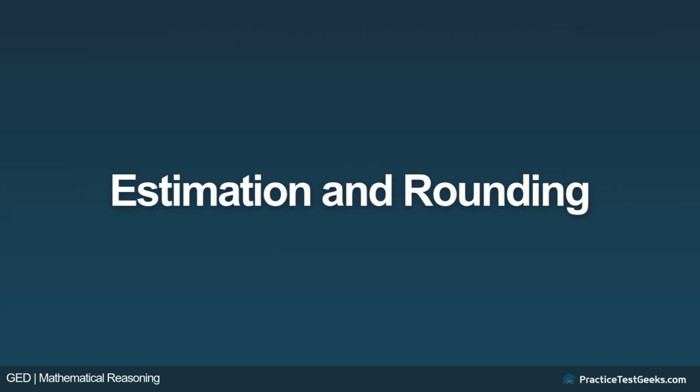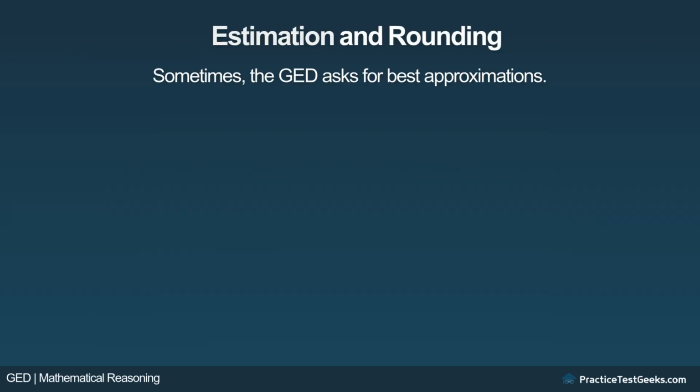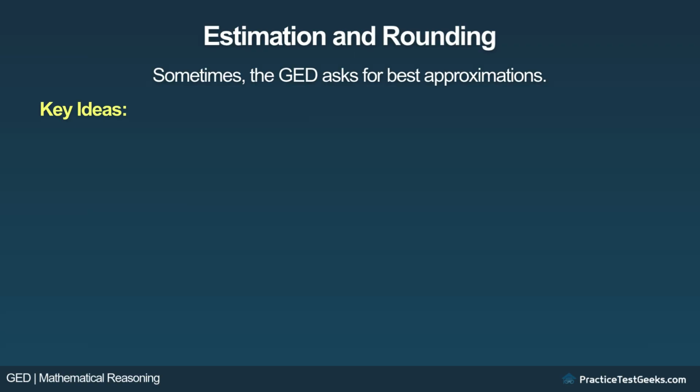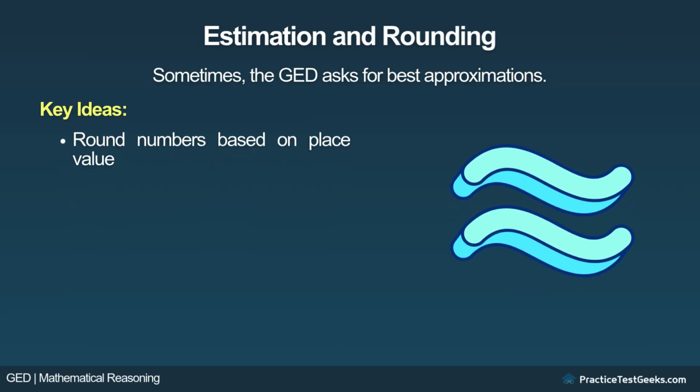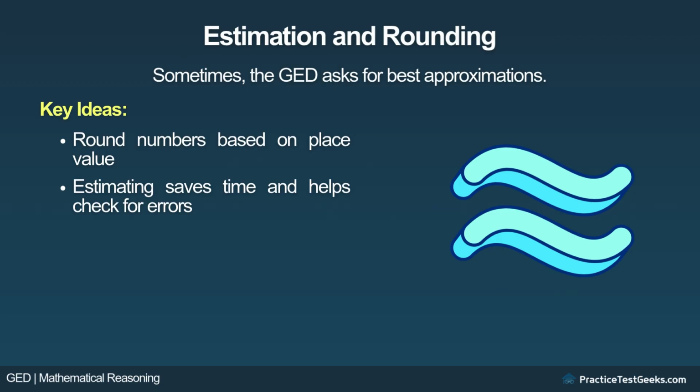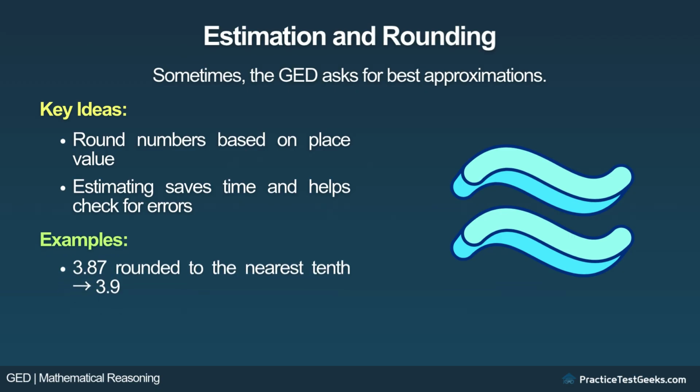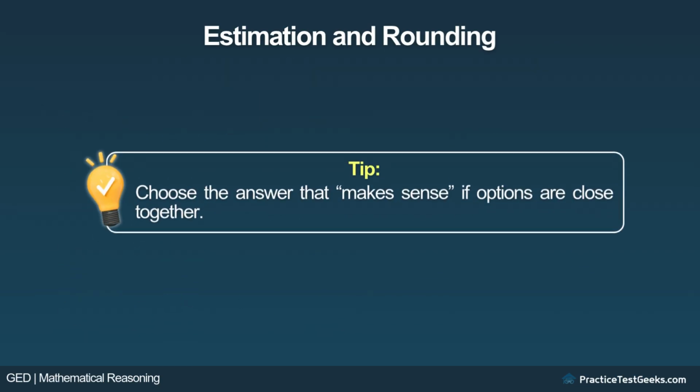Some GED questions ask for approximate answers. Estimation helps you solve faster and check your work. Key ideas: round numbers based on place value. Estimating saves time and helps check for errors. Examples: 3.87 rounded to the nearest tenth is 3.9. 49.6 rounded to the nearest whole number is 50. GED tip: choose the answer that makes sense if options are close together.